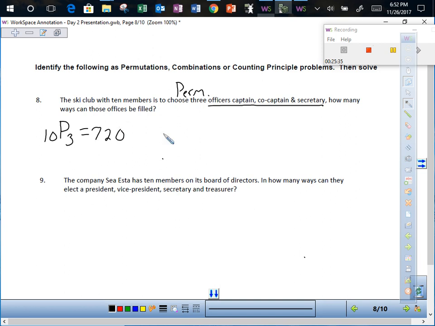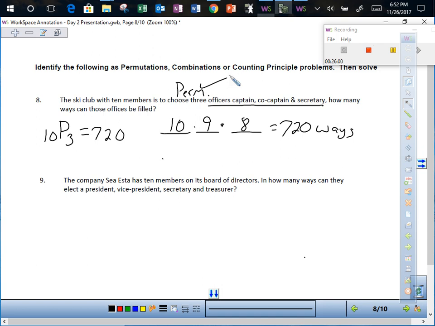Another way to get it is choices times choices times choices. I've got 10 people to choose from for my captain. After I pick my captain, there's 9 people. After I pick my co-captain, there's 8 people. 8 times 9 is 72, times 10 is 720 different ways for me to give them that. But the key thing there, guys, is that I need you to understand that it was a permutation.